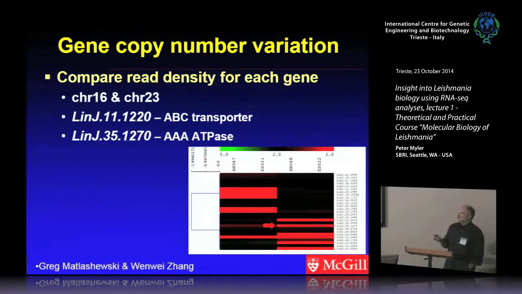And here's another one, a single gene that appears to be over-amplified or has higher copy number, and this one's on chromosome 35. It's got higher copy numbers in this isolate.